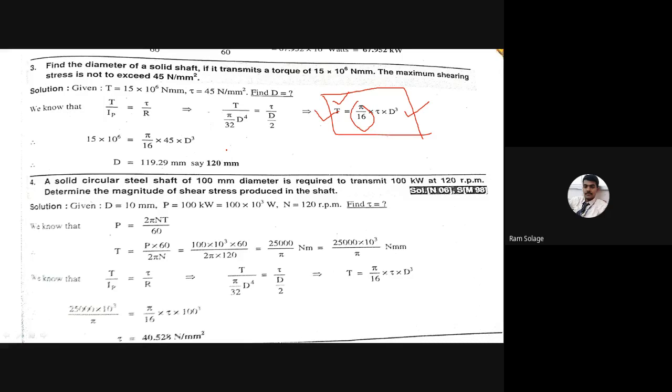Diameter आन्सर येते का बरोबर? D is equal to 119.29 mm, approximately 120 mm. It is correct? Yes, sir. Correct. Very good.